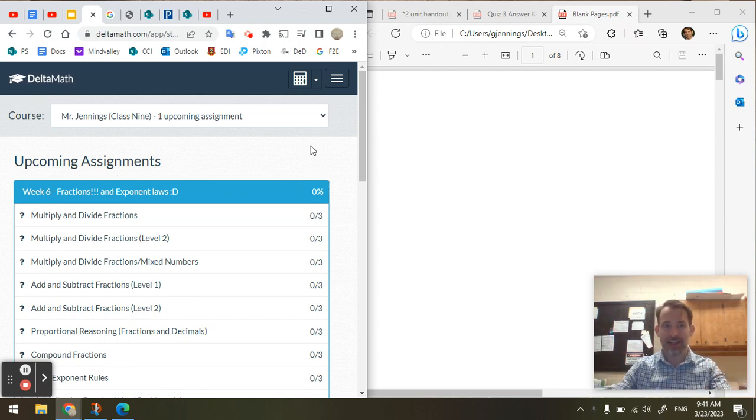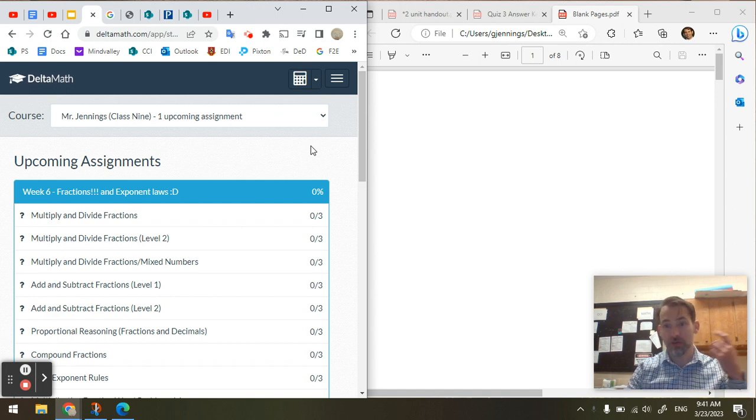This is the week 6 Delta Math walkthrough. We are really focused on getting those fraction skills rocking at a high level. And we just want to do a variety of different problems, adding, subtracting, multiplying, and dividing fractions. We're also going to review our exponent laws and do some mental math.